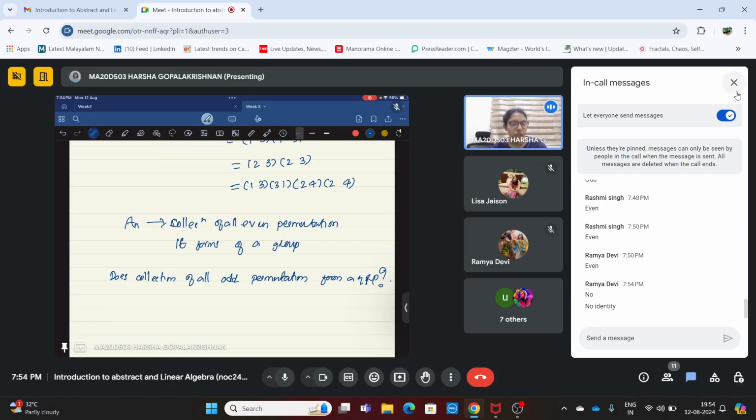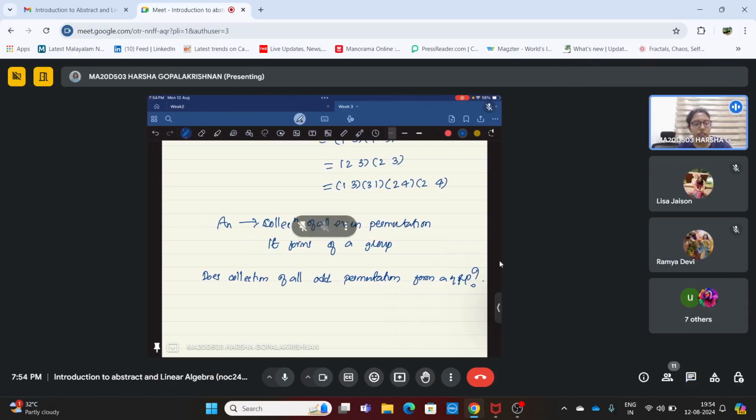Yes, no identity, because we have seen the identity is already in the even permutations and it cannot be written as the product of odd permutations. Sorry, an odd number of transpositions. So the identity is not there. This is not a group. The collection of all odd permutations is not a group. Okay.